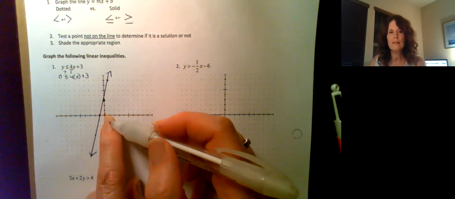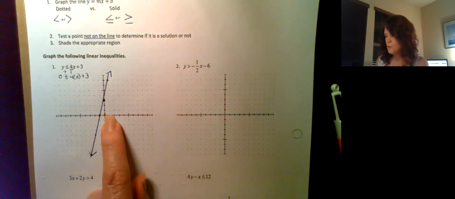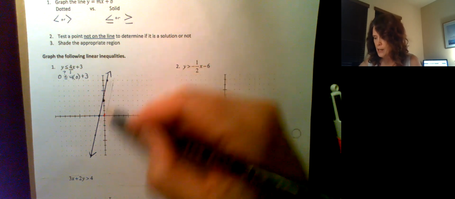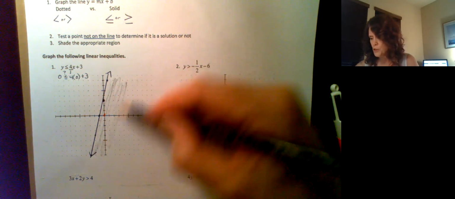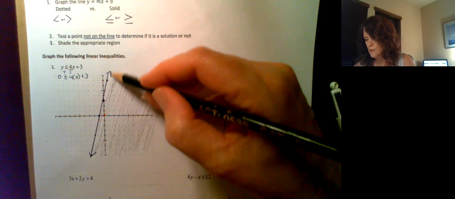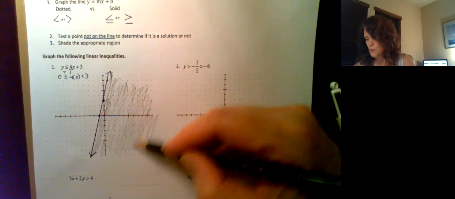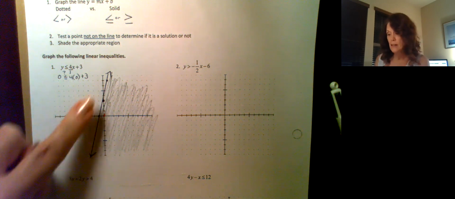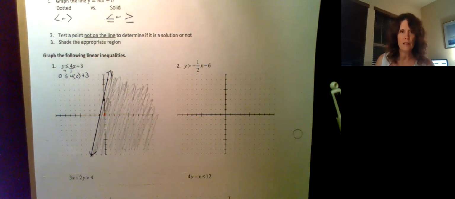So this is a solution to the inequality. Therefore, it should be in the shaded region, right? So we are going to shade this portion of the graph. And everything on this portion of the graph would be a solution to the inequality. We could pick any point, plug it in, it would satisfy it. None of these would plug in and satisfy it, all right?